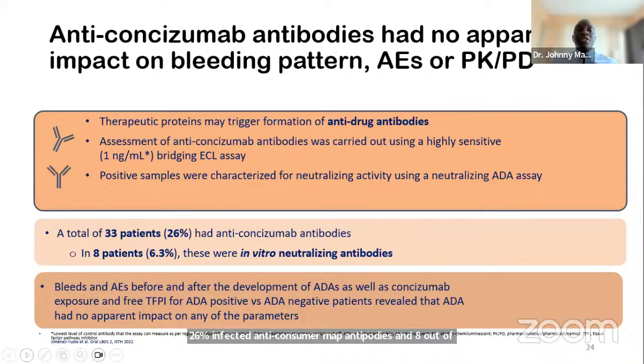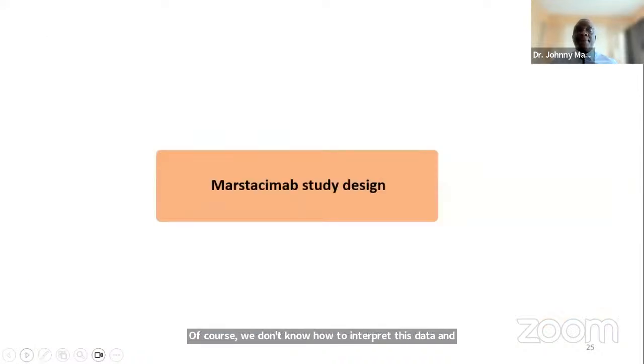We're saying in vitro neutralizing effect because it did not affect the pharmacokinetics of concizumab, and certainly did not affect the bleeding phenotype of concizumab. Of course, we don't know how to interpret this data and what it means in the context of these patients, but nevertheless, it's an observation that one can see.